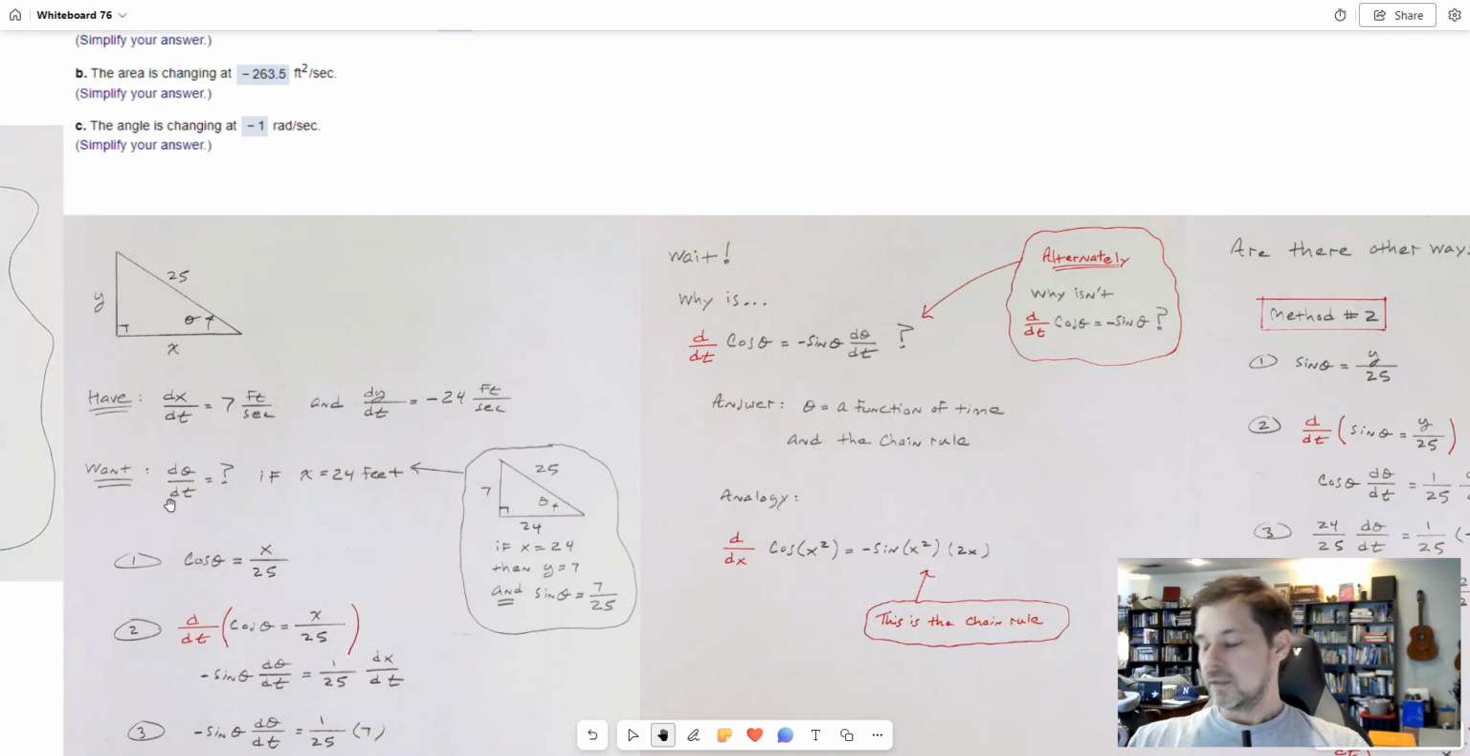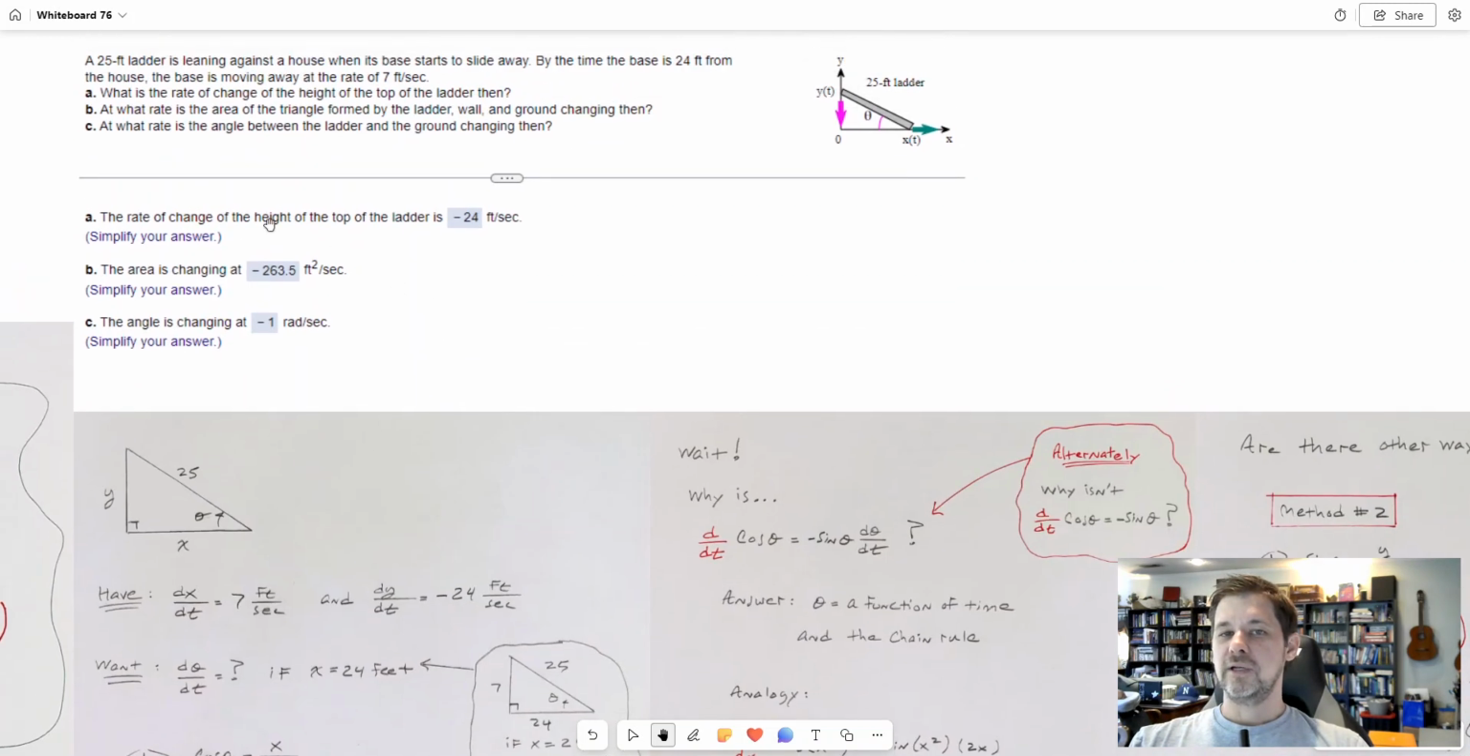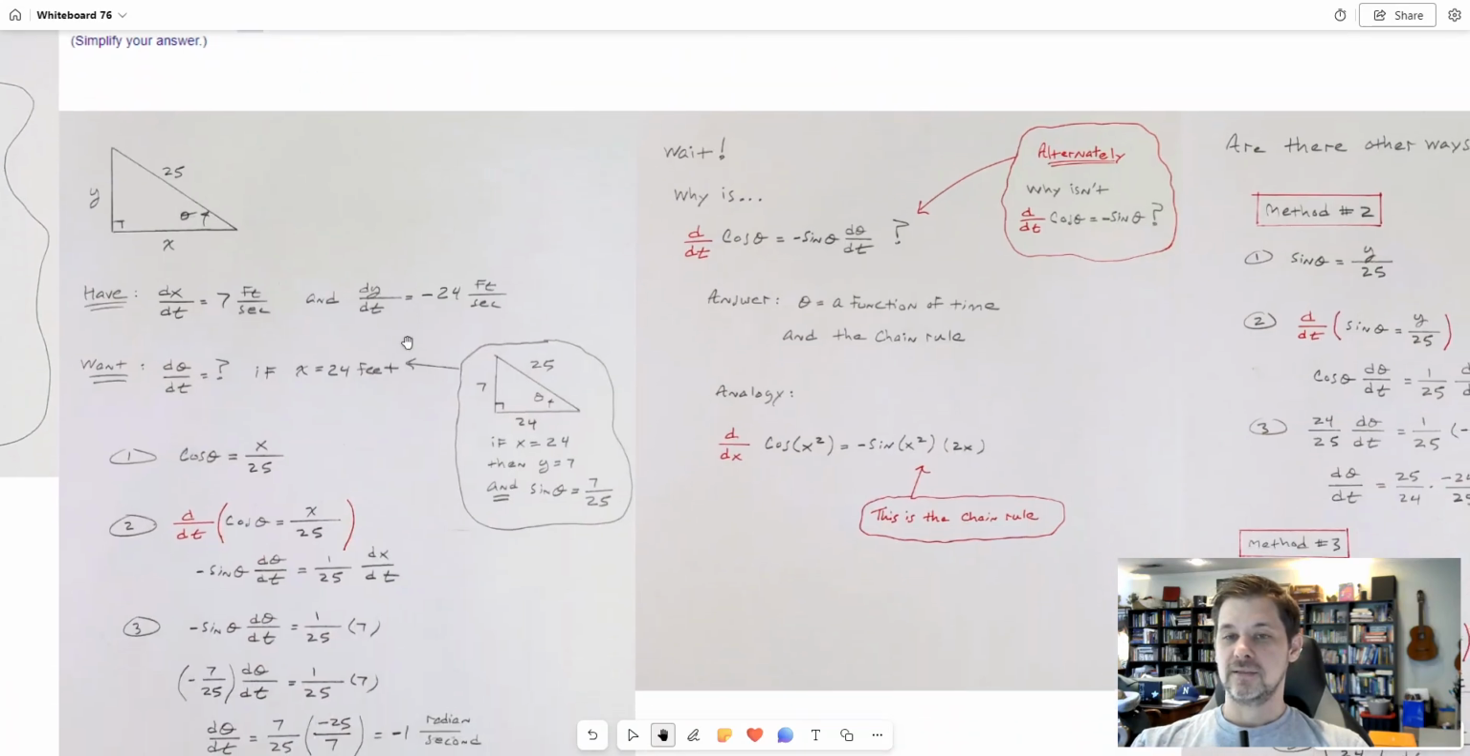The extra condition that we have is that all of these questions were to be answered at the moment when the base of the ladder making contact with the floor is 24 feet from the wall. So that's the condition we're given to answer this question.